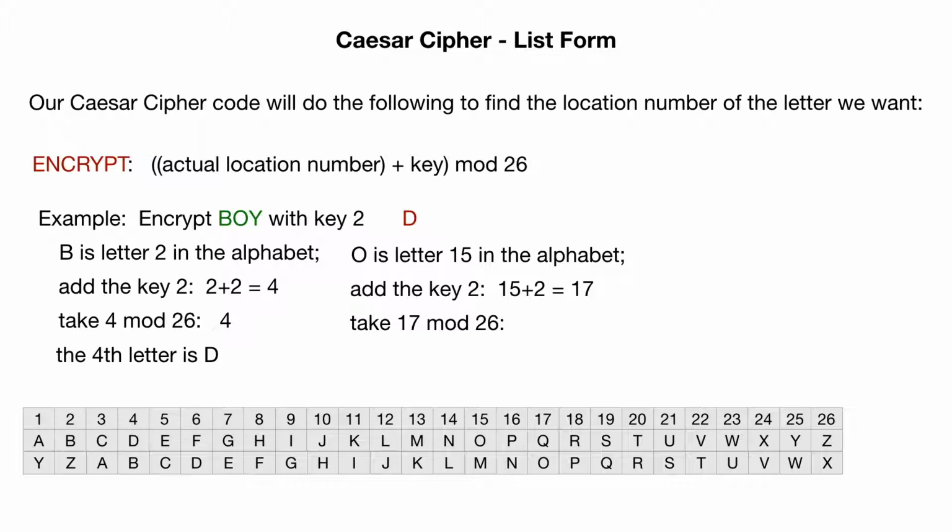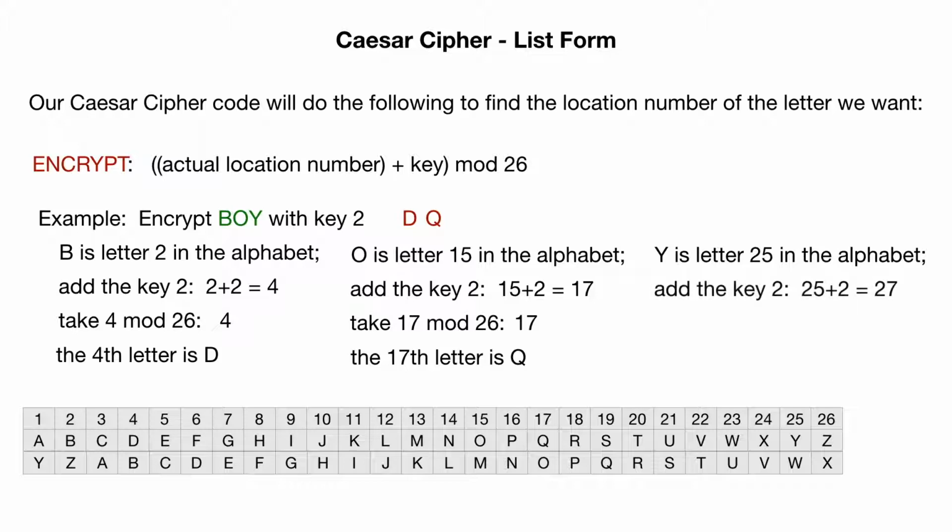So I'm going to have a remainder of 17. So that says look at letter 17 instead of 15. And that 17th letter is Q. So now we have our second encrypted letter. And then finally, we have Y. Now, Y is letter 25.